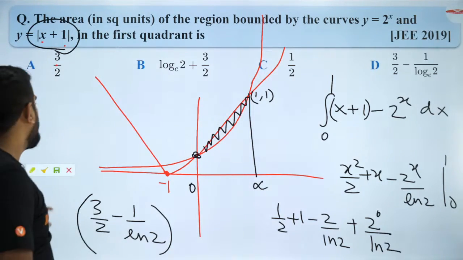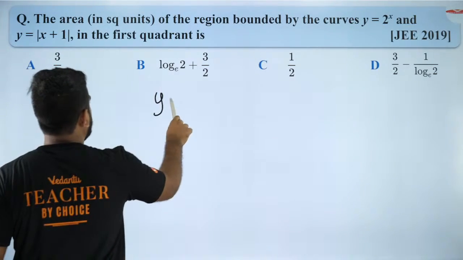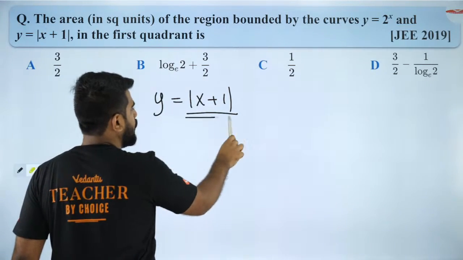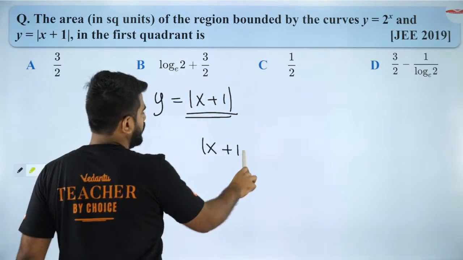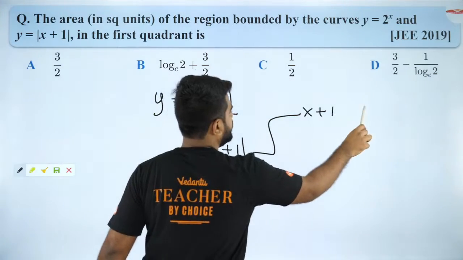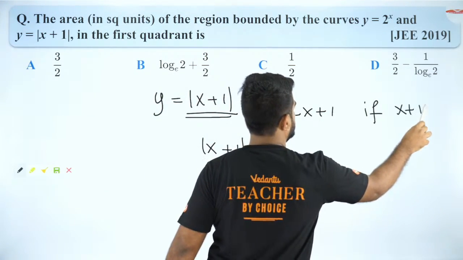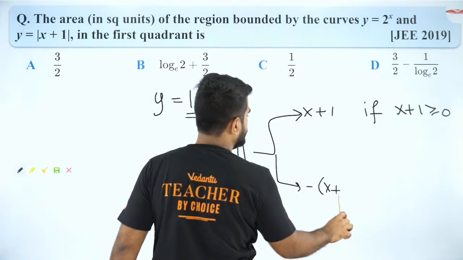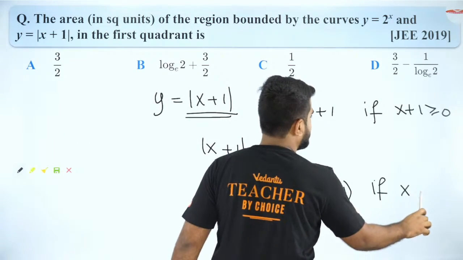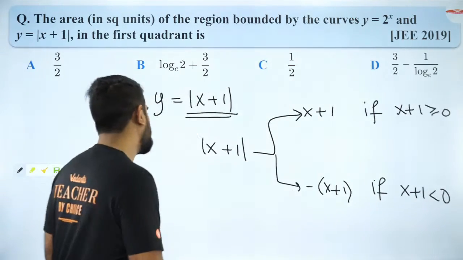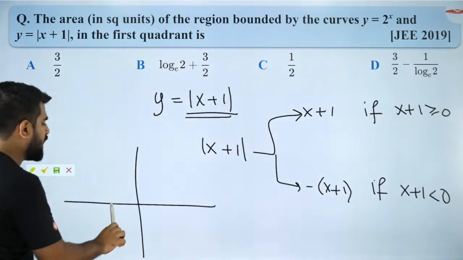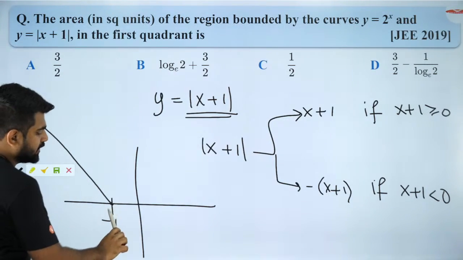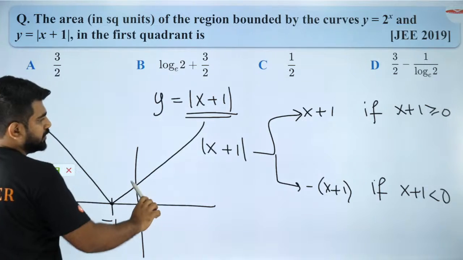Please listen carefully. Okay, so Gokul wants me to explain how do I plot y equal to mod x plus 1. So Gokul, how does modulus work? Mod x plus 1 will be x plus 1 if x plus 1 is positive, and it will be minus of x plus 1 if x plus 1 is negative. So that is how you draw it, na? So for x less than minus 1, it will be minus of x plus 1. For x greater than minus 1, it will be x plus 1.